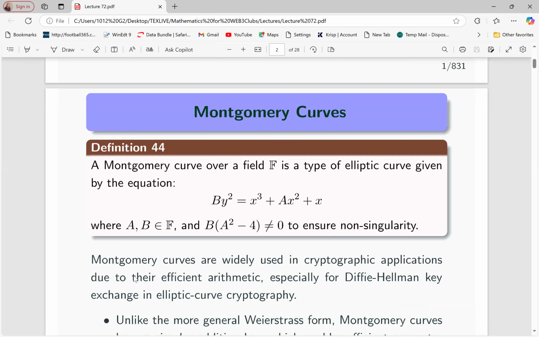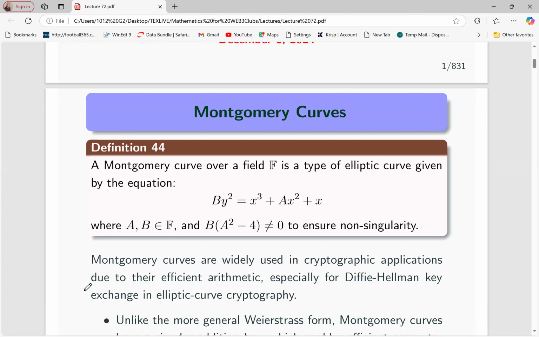The definition is given here. The Montgomery curve is just an elliptic curve given by this equation. We are defining it over a field F, just as we did for the short Weierstrass form. So there's a slight difference here. Remember, the short Weierstrass form was an elliptic curve of the form x cubed plus ax squared plus b.